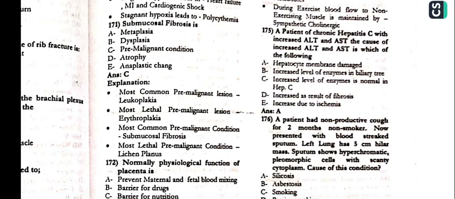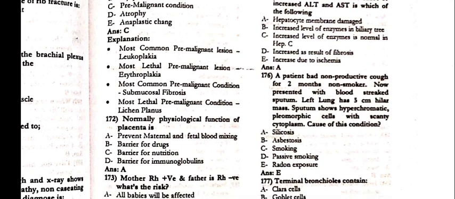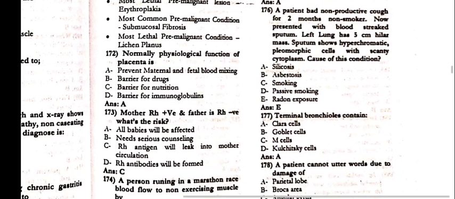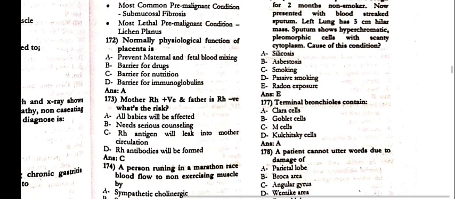Next, 175. The patient of the chronic hepatitis C with increased ALT AST. The cause of increased ALT AST is which of the following? That is the hepatocyte membrane damage. A patient had the non-productive cough for the 2 months, non-smoker, now presented the blood sputum. Left lung has the 5 cm hilar mass. The sputum shows the hyperchromatic pleomorphic cells, with scanty cytoplasm. Cause of this condition would be the radon exposure.